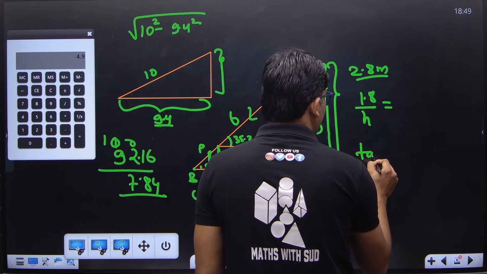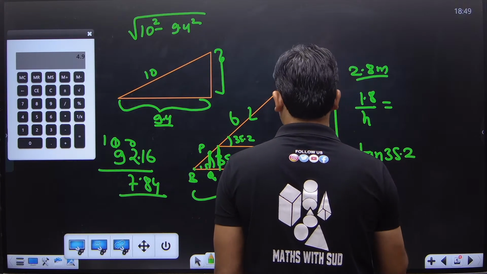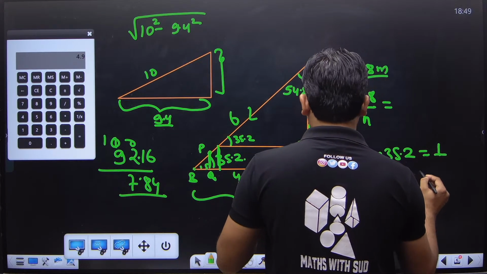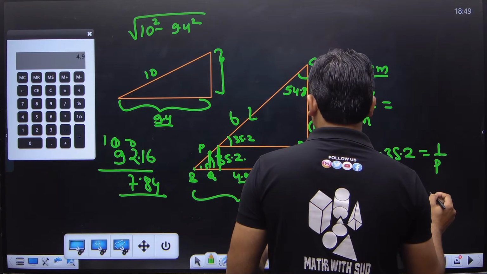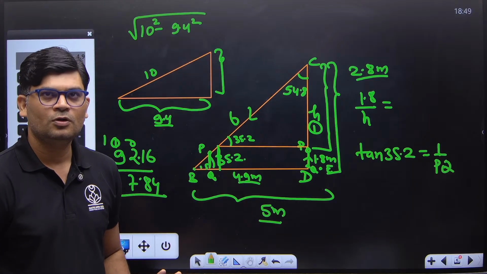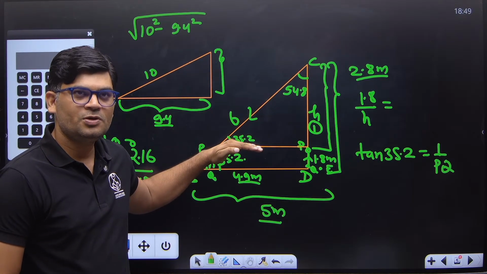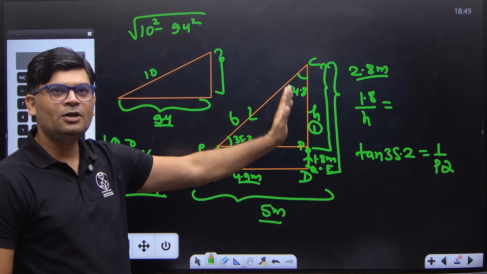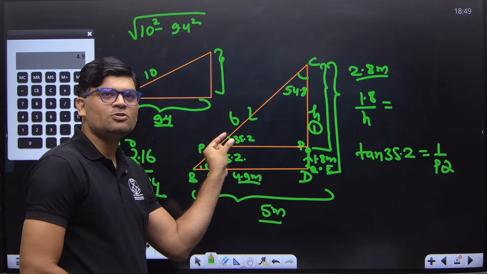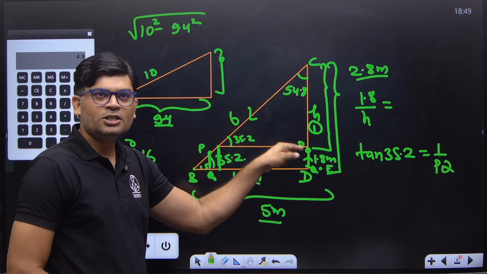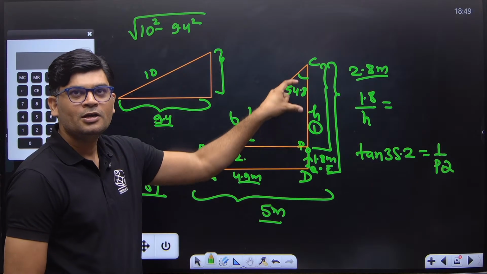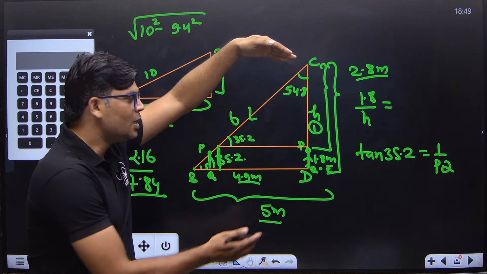So we can say that tan of 35.2 is equal to 1 upon the length, let us suppose that he moved PQ. Let us suppose that he moved PQ, perpendicular upon base. You know tan theta is perpendicular upon base. So if this angle is 35.2, this angle is also going to be 35.2. So this is going to be perpendicular, which came out now as 1 because his height was 1.8. So the remaining distance is 1 because the total height came out to be 2.8.